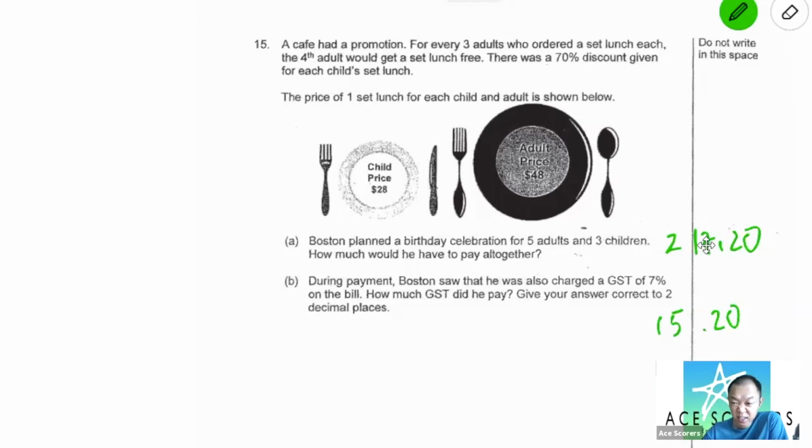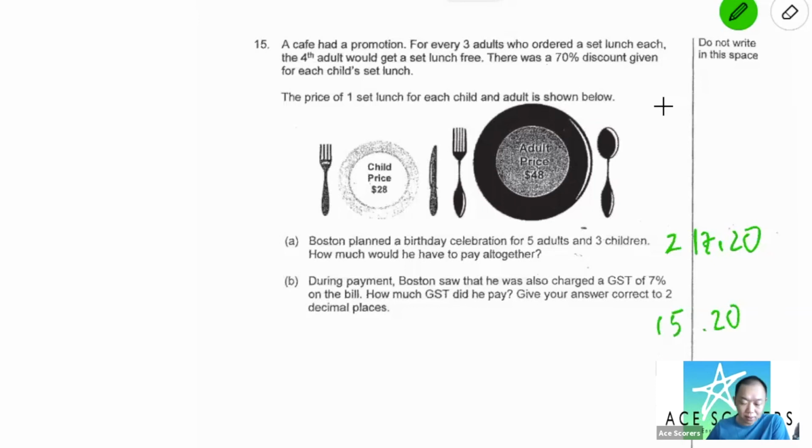Okay, now I have how many minutes more to go? Got 5 more minutes, right? Probably I can do this. Can we go through it now? Okay, a cafe had a promotion: for every 3 adults who ordered a set lunch, the fourth eats free. Also, there's a 70% discount for each child. Boston planned a birthday for 5 adults and 3 children. How much will we have to pay?